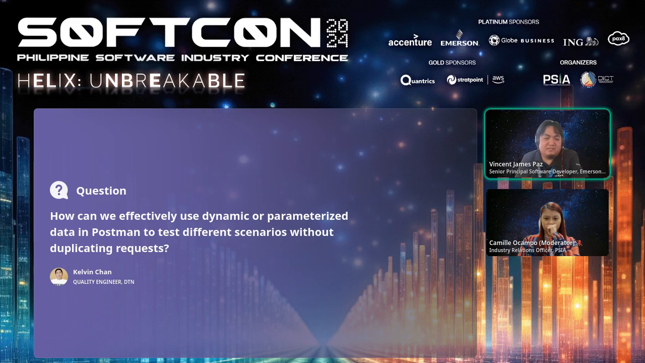I'm thinking if you're going to use the dynamic variables, you're going to end up having no duplicate requests. I think, did I get the question correctly? Test different scenarios without duplicating issues. Or maybe can you elaborate further?